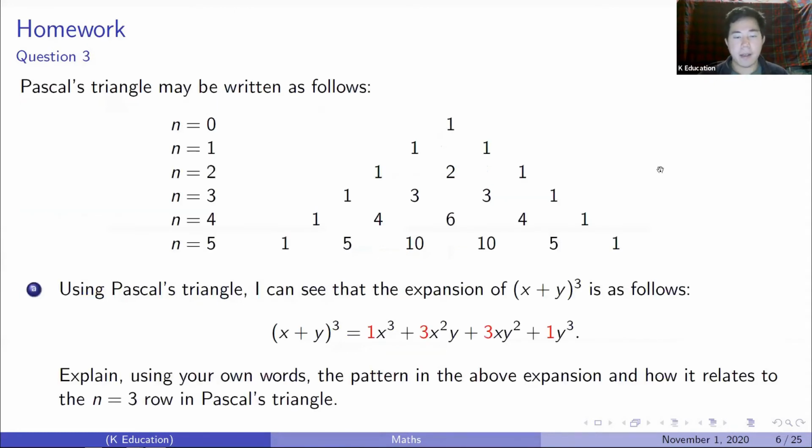Okay, and last question on Pascal's triangle. The first part here, first of all, you were given the Pascal's triangle, just as a reminder. Then for part A, I say that using Pascal's triangle, I can see that the expansion of (x plus y) cubed is that. And notice I didn't multiply out the brackets. I just got the answer somehow. And the question was, how did I get it? So Molly, how did I get this expansion without multiplying everything out?